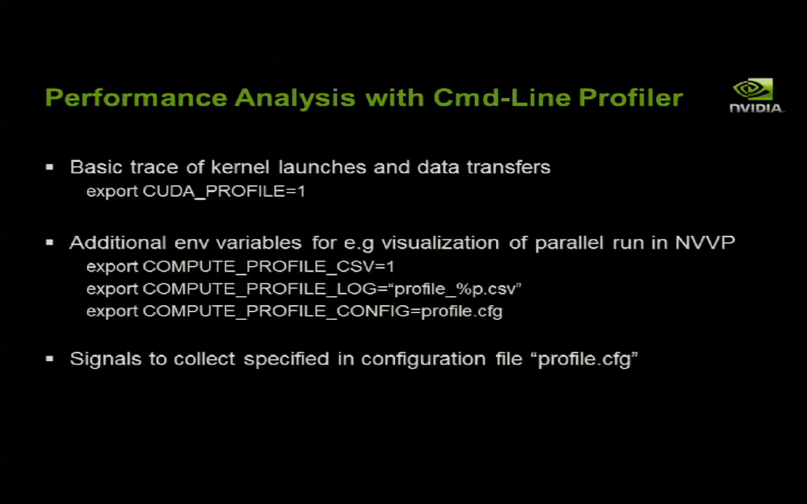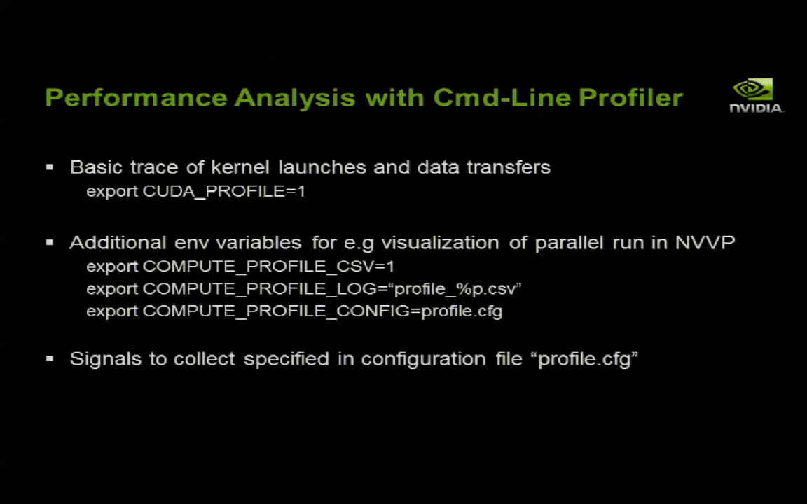And in this case, I called it profile underscore, and then with the %p, it will add the process ID to the name of the log file. And so you can create individual profiling logs for all your MPI ranks and then analyze that in a tool like the Visual Profiler.